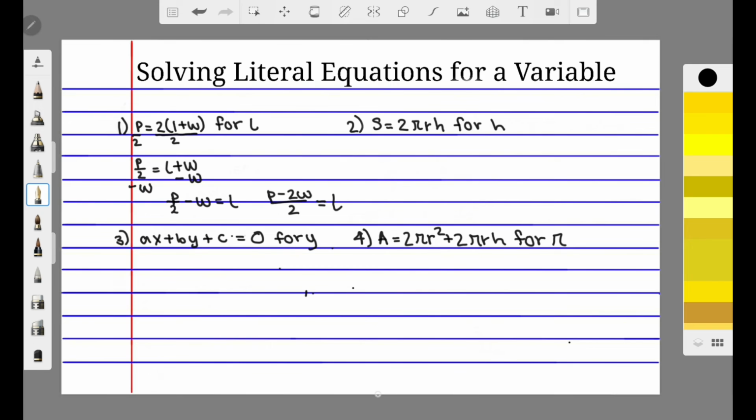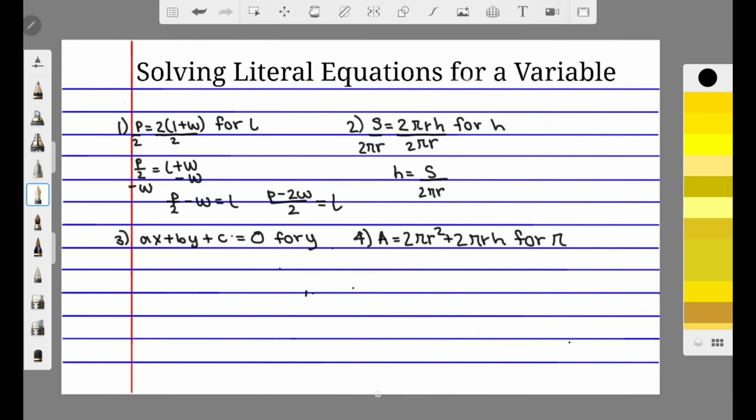Alright, now let's go to the next one. S is equal to 2 pi RH for H. So what I'm going to do is I'm just going to divide this by 2 pi r on either side. So then we just have H is equal to S divided by 2 pi r.